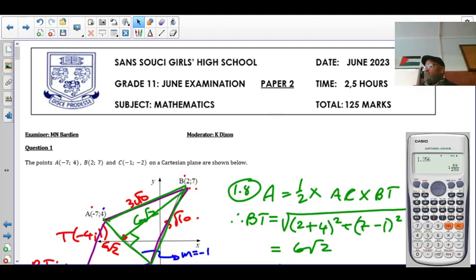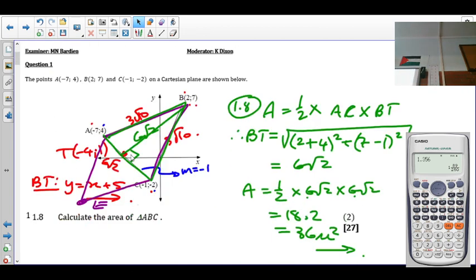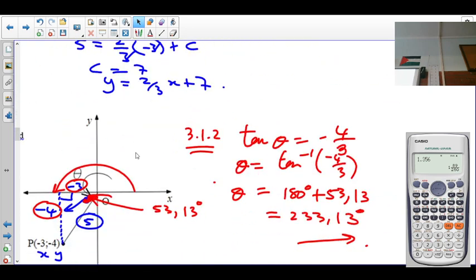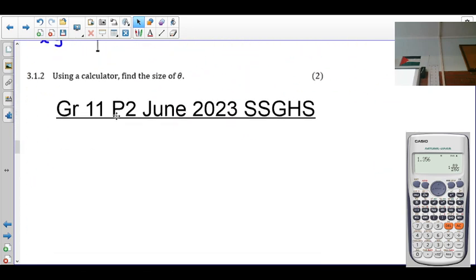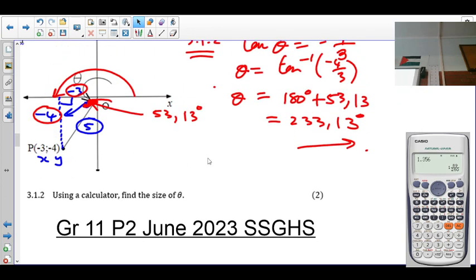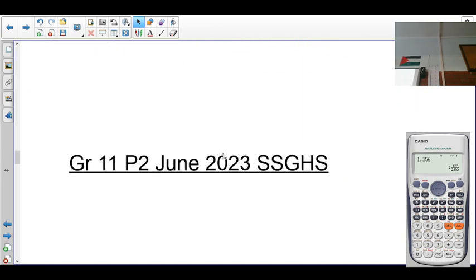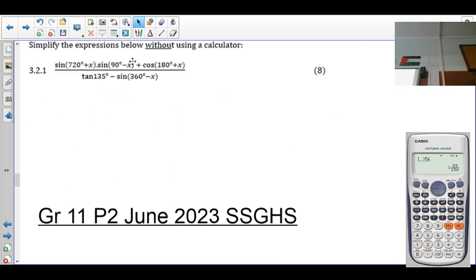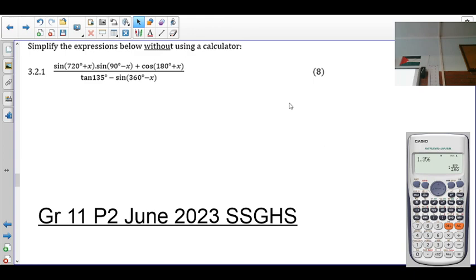Okay, good afternoon class. So at this point we are looking at the June paper 2, the grade 11 paper. At this point we have covered question 1 all the way down to question 3.1.2. So this is the second video on this paper. The question says simplify the expression below without the use of a calculator. That means you must not use a calculator.